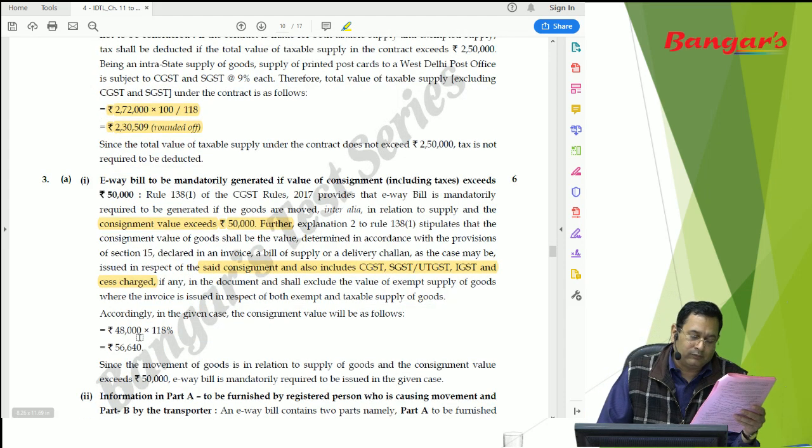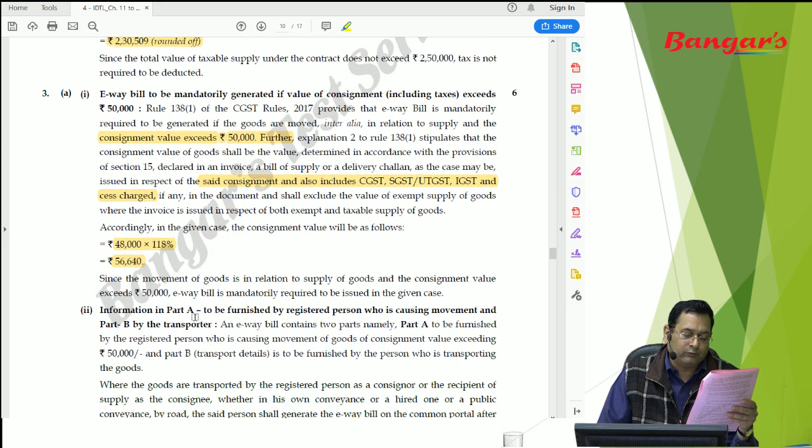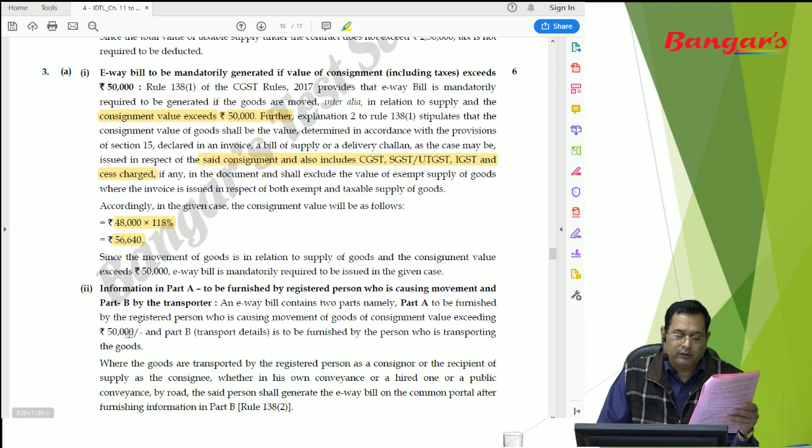So in this case, on 48,000 rupees, 18% is GST. So the consignment value works out to be 56,640. Therefore, in this particular circumstance, question number one was whether an e-way bill is required to be generated. So yes, an e-way bill will be required to be generated.